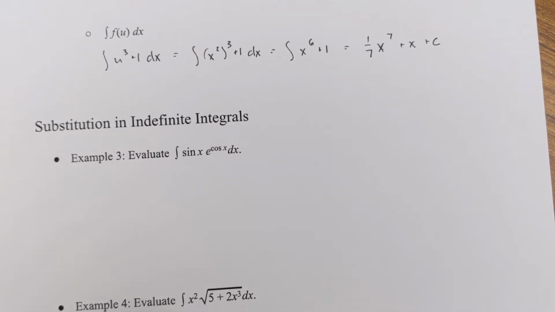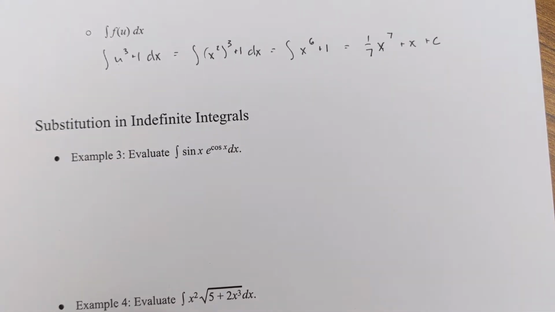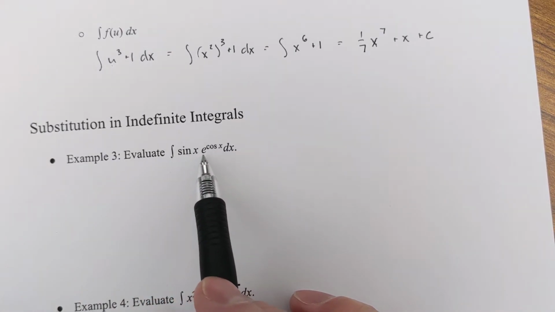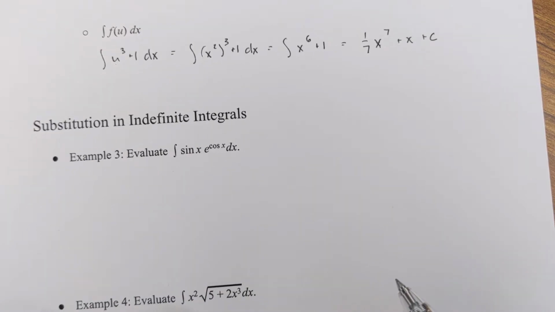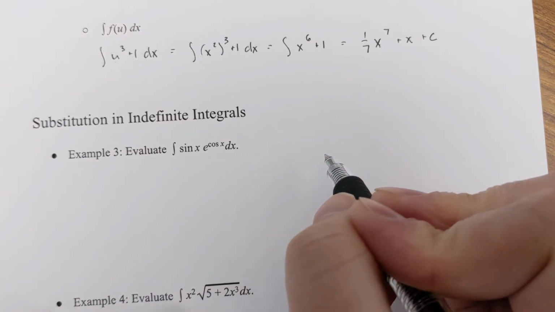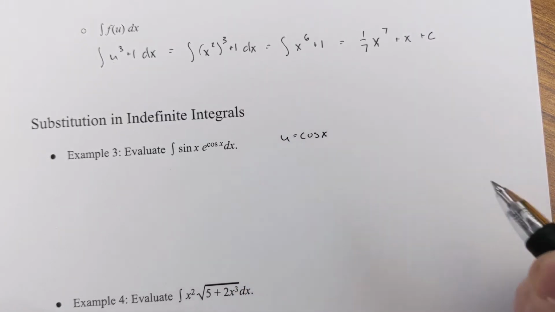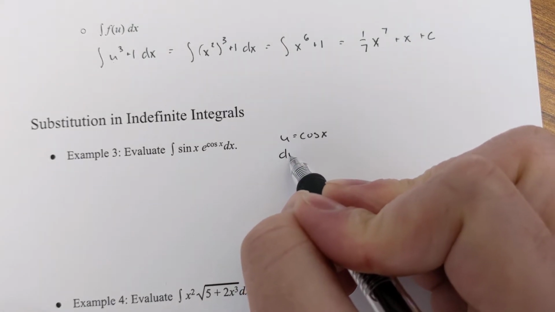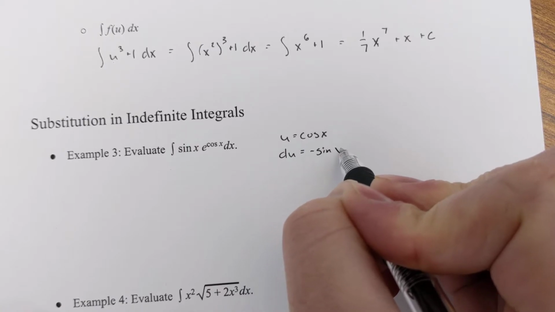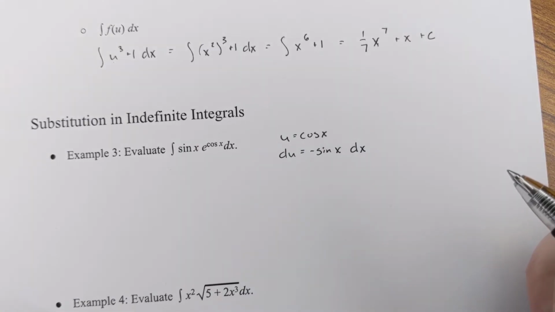Okay, so substitution in indefinite integrals. So we got evaluate the integral of sine x, e to the cosine x. So let's make our u, we'll call it the exponent here, cosine x. So du is the negative sine x dx. Let's see a better way to explain this.